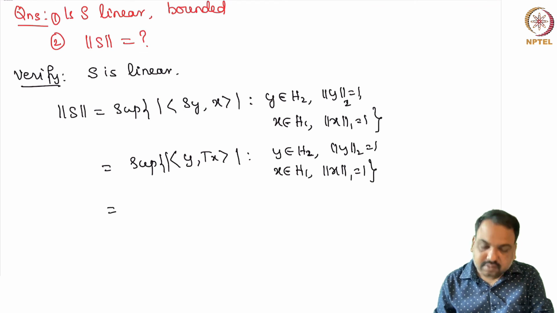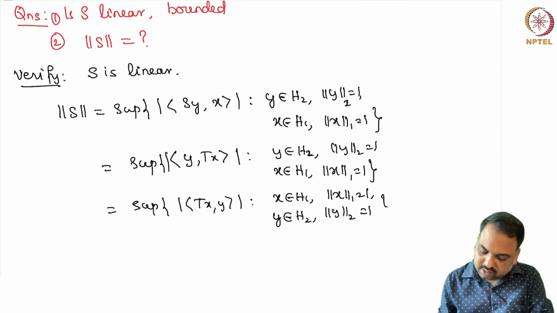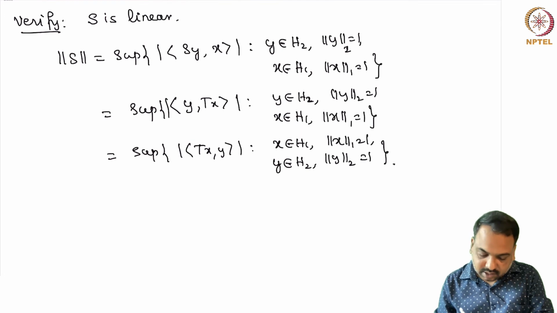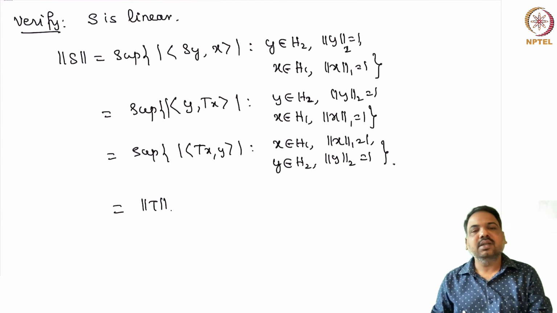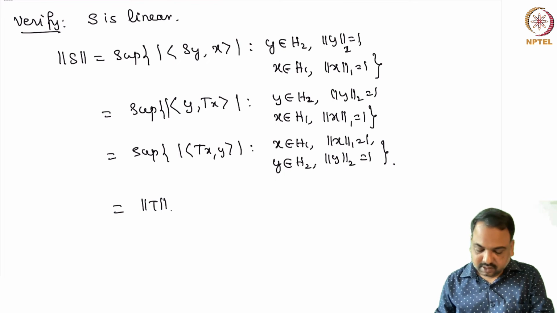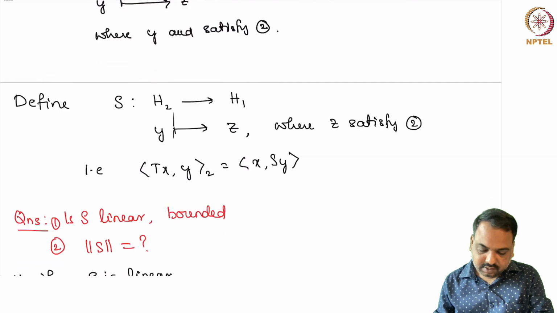Now we can write this supremum as the supremum of the modulus of the inner product of Tx with y, where x is in H1 with norm x equal to 1, and y is in H2 with norm y equal to 1. And we know by the earlier formula that this is exactly the norm of T. So this says that S is a bounded operator, and the norm of S and the norm of T are the same. So this is a linear map which is bounded.